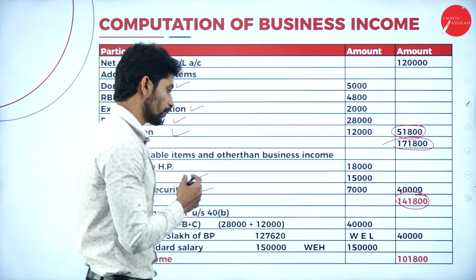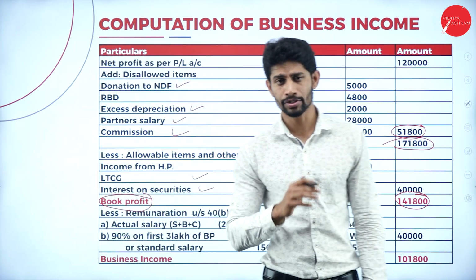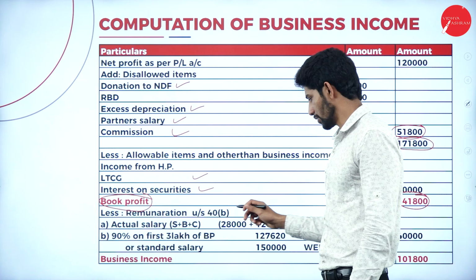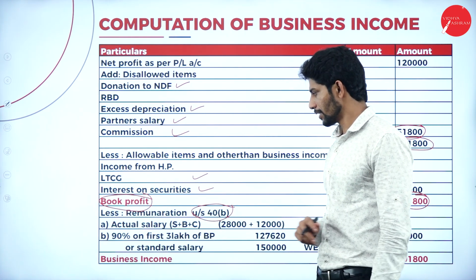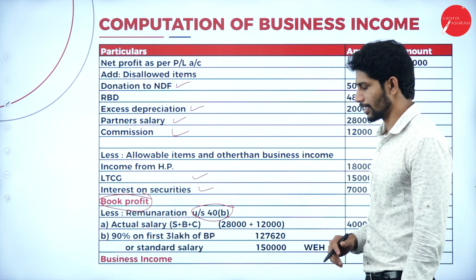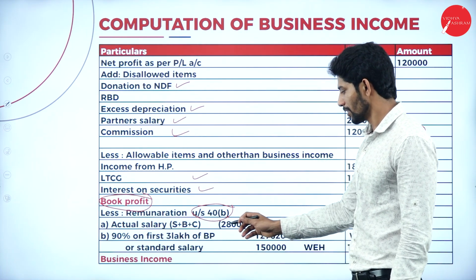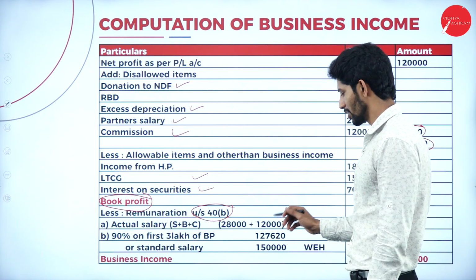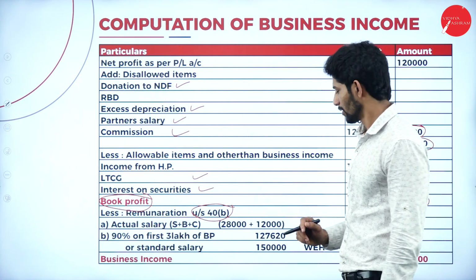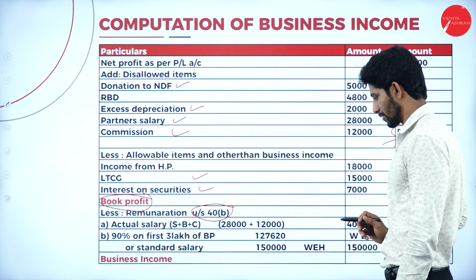From book profit, less remuneration under section 40B. The actual salary, that is salary, bonus, commission. What is the actual salary given in the problem? Salary is 28,000 and commission is 12,000. Bonus is not there. So totally it comes to 40,000.